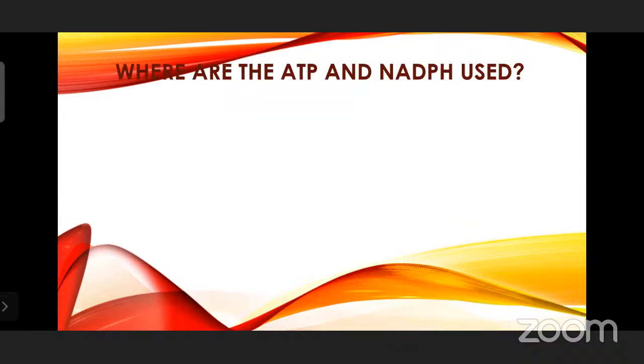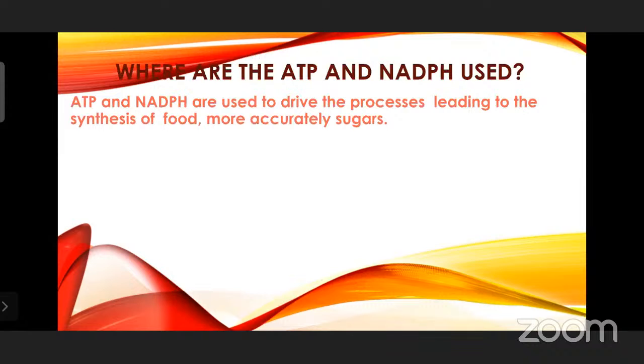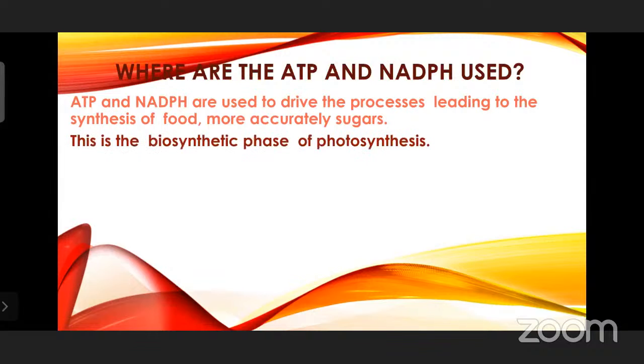So now move on to the topic. Where are the ATP and NADPH used? As you know, in the light reaction, you have seen ATP and NADPH synthesis, and this is done in the stroma of the chloroplast. Where are they used? They are used in the biosynthetic phase, where carbon dioxide will be fixed, getting converted to sugar. So here ATP and NADPH are used to drive the processes leading to the synthesis of food, more accurately sugars. And of course, this is a biosynthetic phase, which is very essential for life to exist on the planet.